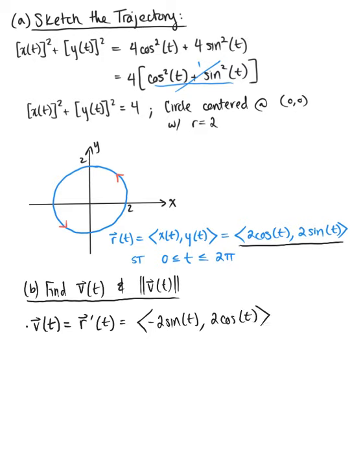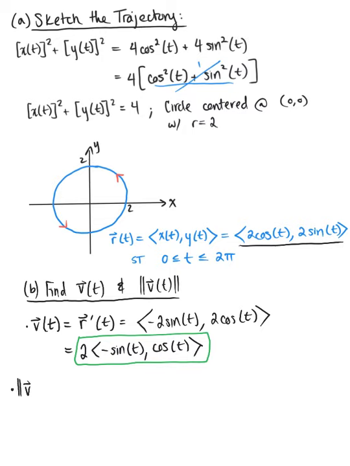There's nothing wrong with this; we can leave that vector as it is. Or, since we know we're finding the speed of the object in motion, we could pull a scalar multiple of 2 out. So we have 2 times the vector minus sine of t, cosine of t. Here is our final answer for the velocity of the object in motion. Now to find the speed of the object, we need the magnitude of our velocity vector.